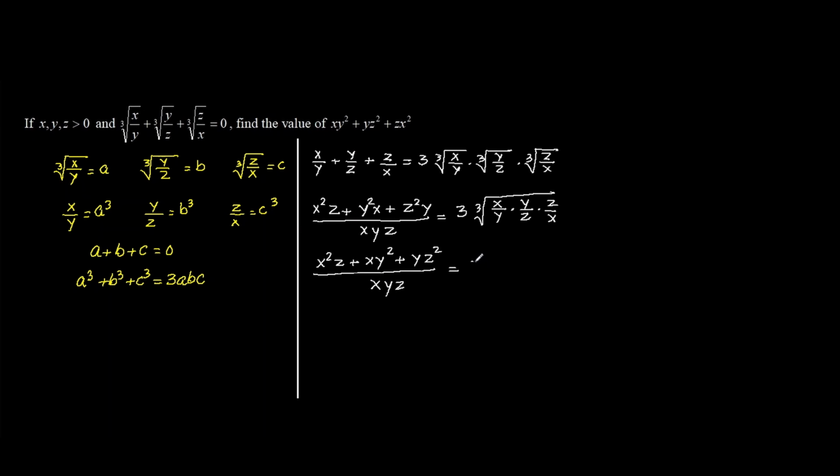and that should be equal to 3 because everything that is under the cube root gives us 1, and the cube root of 1 is 1. And so we multiply both the sides with xyz, so we have x square z plus xy square plus yz square is equal to 3xyz, and that is our final answer.